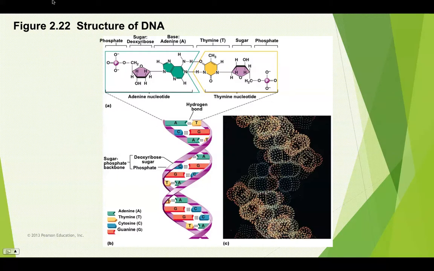And here is showing you the structure of DNA, and they're showing you the nucleotides. DNA has adenine, thymine, cytosine, and guanine. And we often just show the letters here: A for adenine, T for thymine, cytosine is C, guanine, G. And DNA is a double helix.